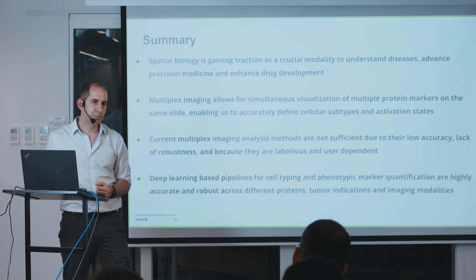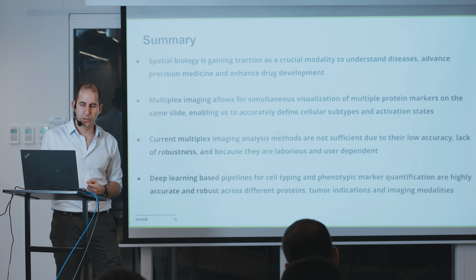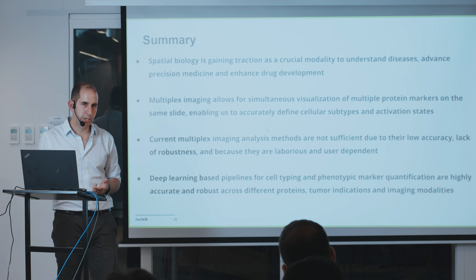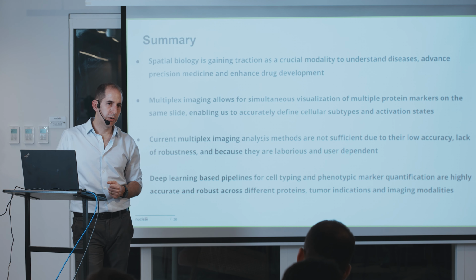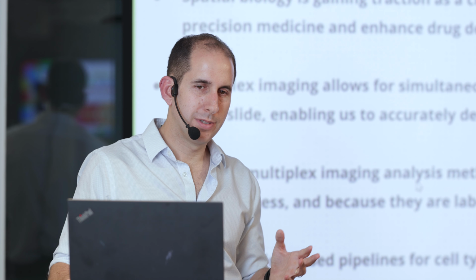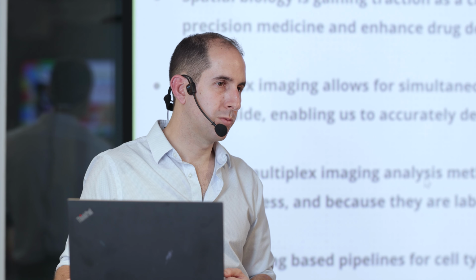And that's why we developed our deep learning based pipeline for cell typing and phenotypic marker quantification, which is highly accurate and robust across different proteins, tumor indications, and imaging modalities. And that's what really allows us to scale up our imaging analysis capabilities. Previously, if you had a new panel of 40 markers, the analysis would usually take several months. We can deliver results in less than 1 month usually.